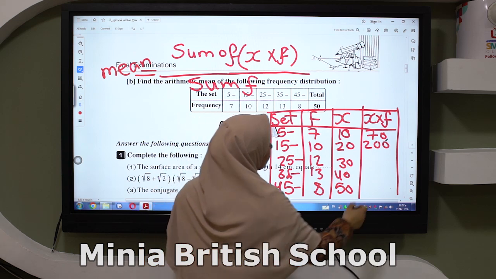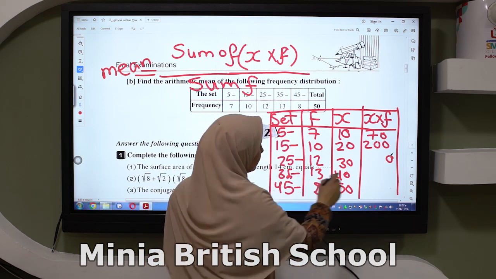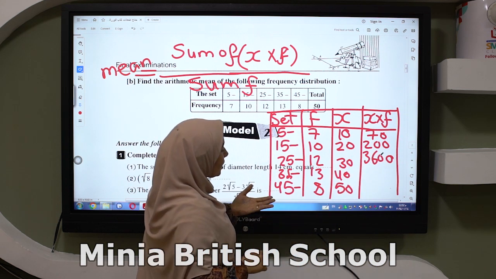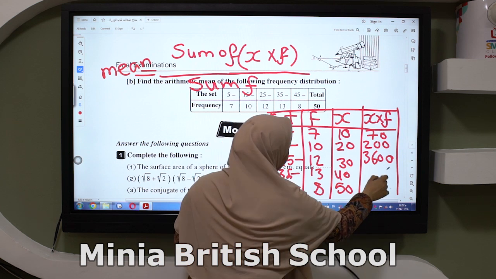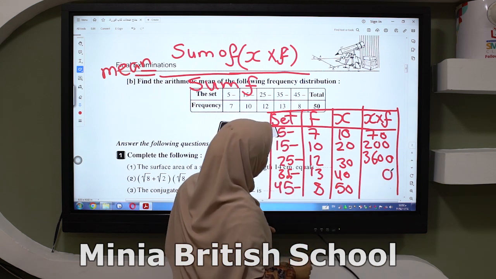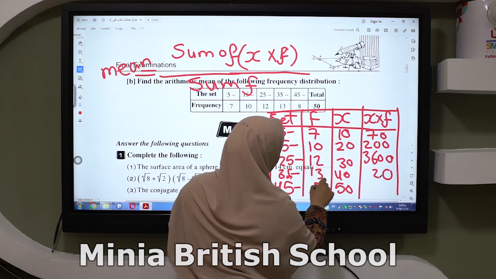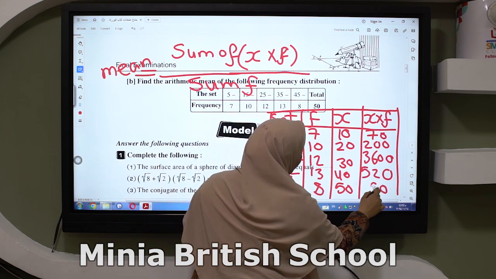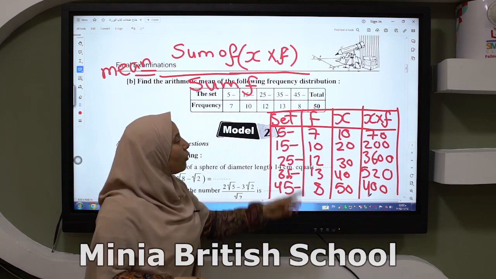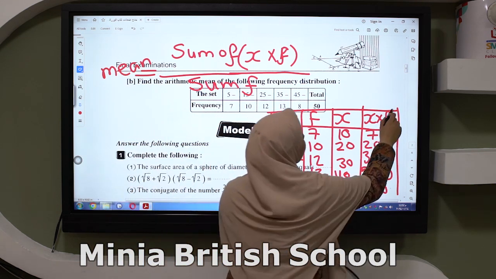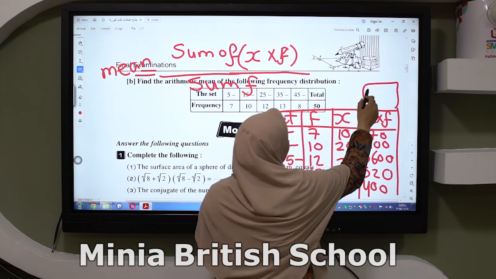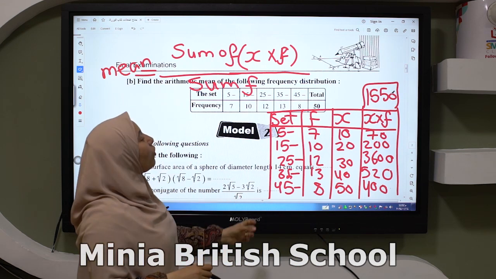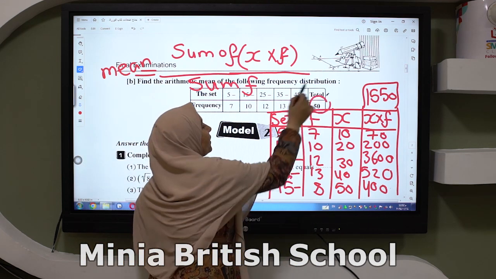12 times 30 equals 360. 13 times 40 equals 520, and last one 8 times 50 equals 400. Then the sum of x times the frequency equals 1550, and the total of the frequency equals 50.